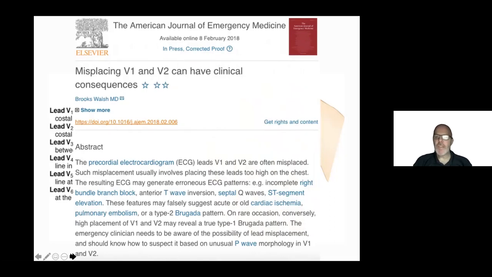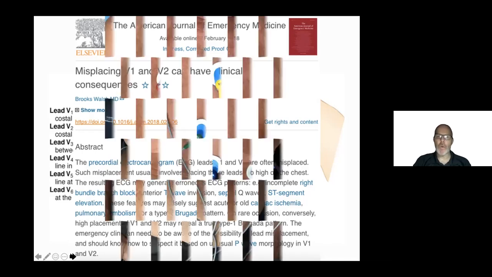So in his study, he found that you can find things like anterior T-wave inversion, Q-waves, ST elevation. It can look like the patient's having a PE. Heck, it even shows Brugada syndrome, even though the patient doesn't have Brugada syndrome. What is Brugada syndrome? Well, it's basically a sodium channel abnormality that's associated with sudden cardiac death. So I wouldn't want to look at that and think the patient has Brugada syndrome if they really don't. So make sure that you place your leads correctly.